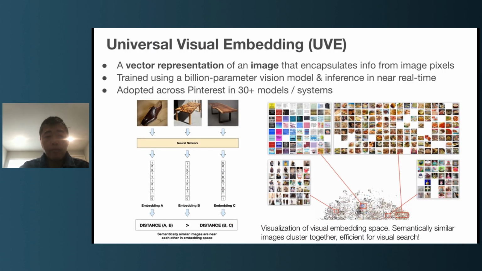Since Pinterest is very visual oriented and a lot of product features also heavily depend on our vision technology, we have trained a billion parameter vision model using multitask learning, and it generates an embedding for each image and can do inference in near real time. This universal visual embedding has been widely adopted across Pinterest in 30 plus models or systems, powering a lot of vision-based products as well.